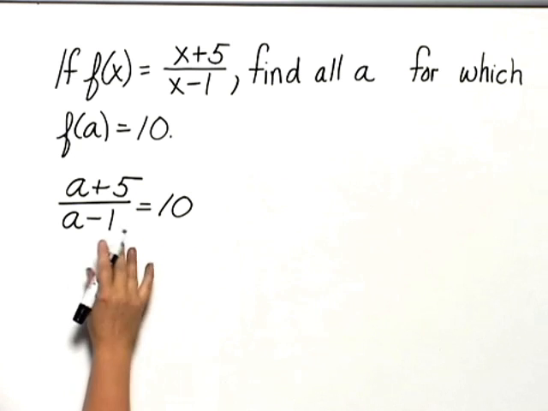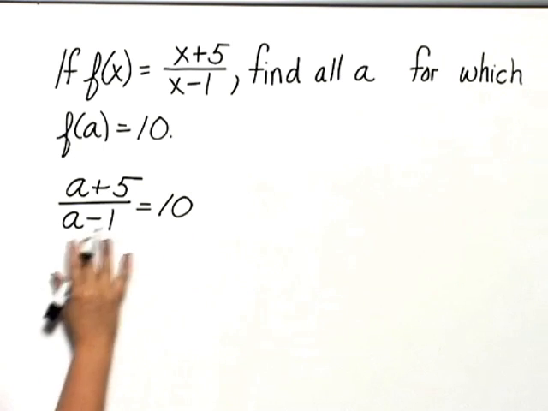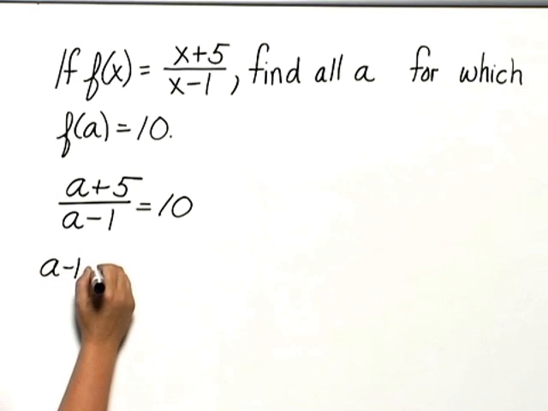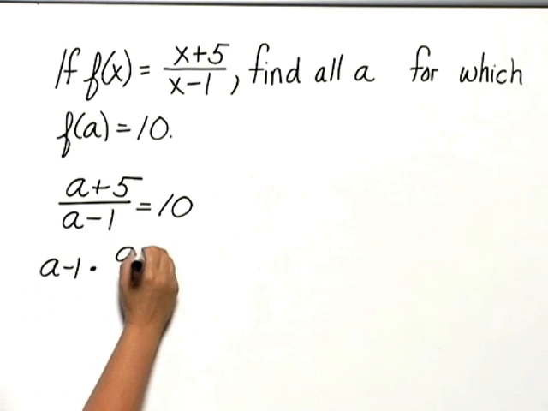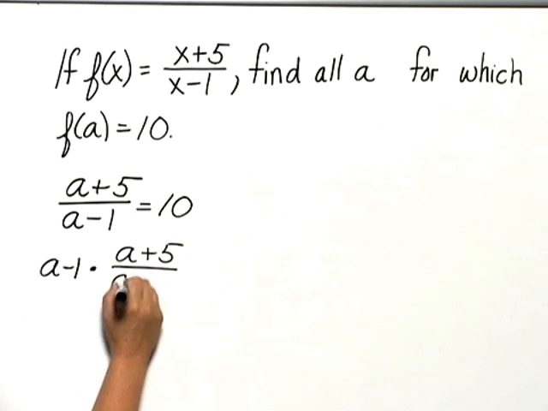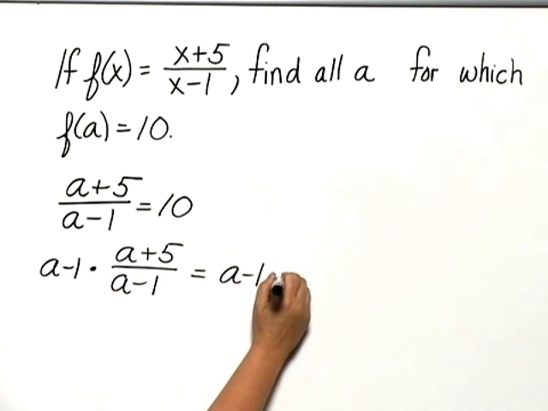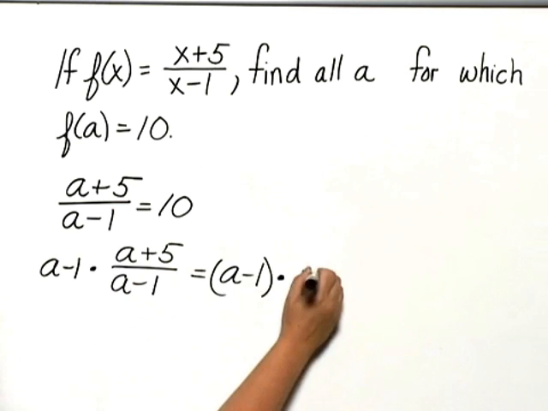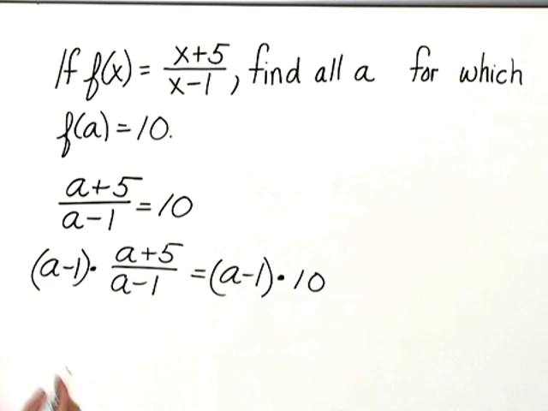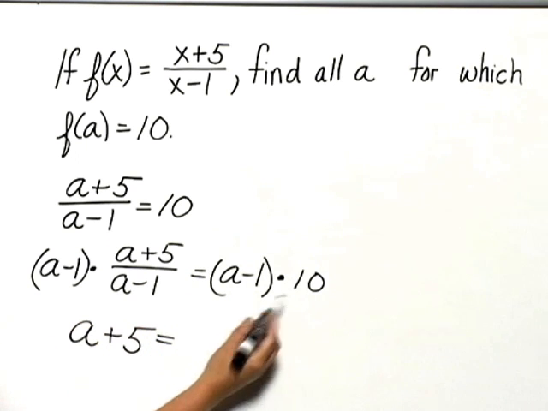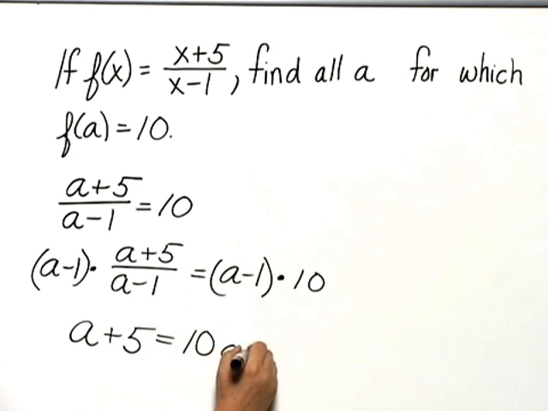To solve this, we clear fractions by multiplying both sides of the equation by a minus 1. That's a minus 1 times a plus 5 over a minus 1 equals a minus 1 times 10. A minus 1 over a minus 1 is 1. So that gives us a plus 5. And a minus 1 times 10 gives us 10a minus 10.